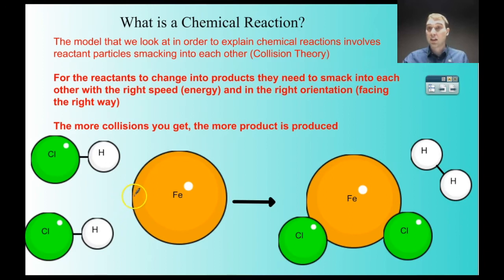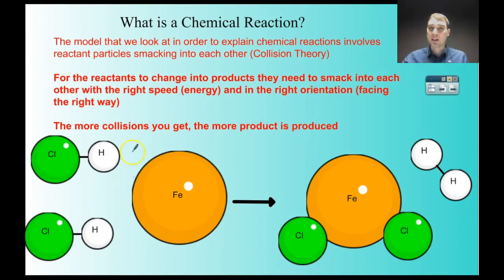So initially in our magnesium and hydrochloric acid system, we've got a whole heap of magnesium and a whole heap of hydrochloric acid, so there's plenty of atoms to bump into each other that will produce the products. Over time, however, the magnesium starts to be dissolved by the hydrogen ions in the acid, and that reduces the amount of magnesium present.